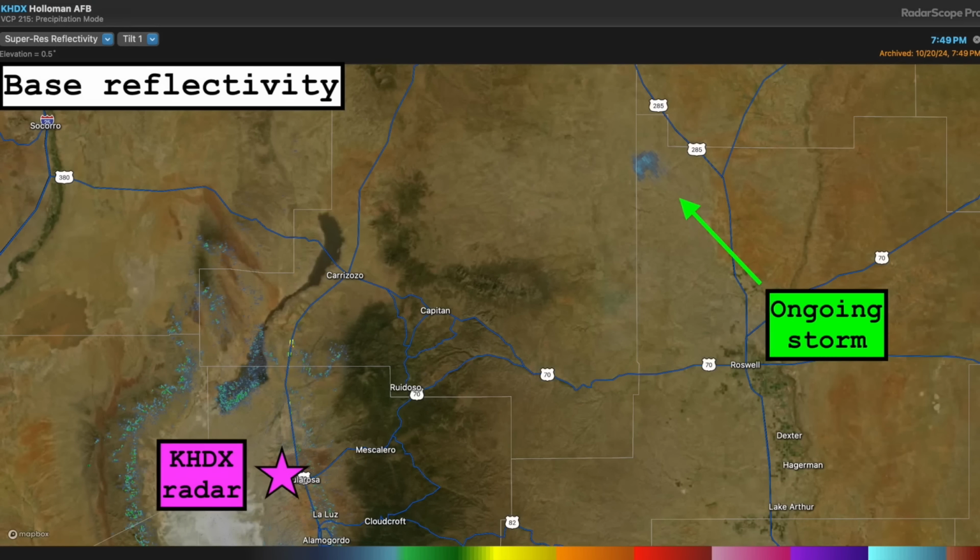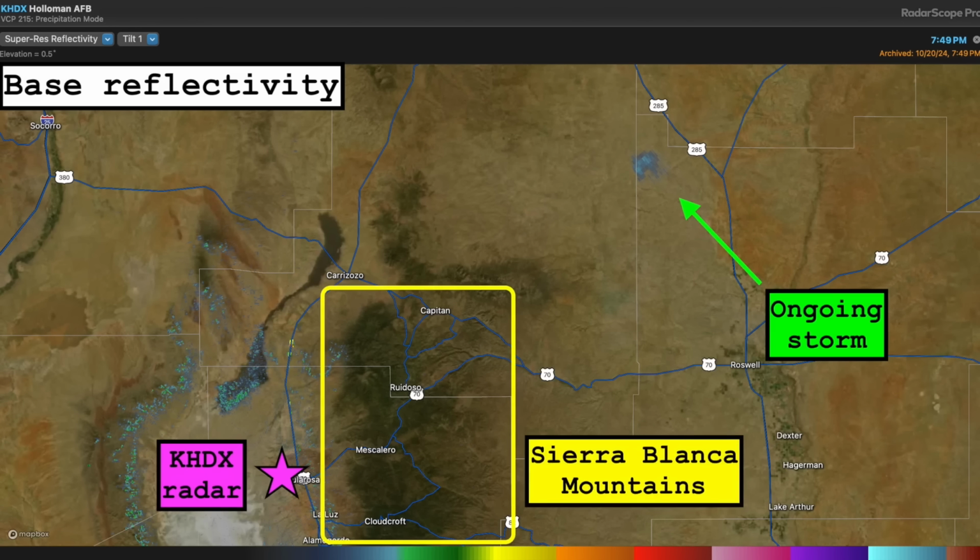For example, a strong thunderstorm was ongoing north of Roswell, New Mexico at the time of this base reflectivity image from the KHDX radar, but you might not know it. The KHDX radar is completely blocked in the low levels to the east by the Sierra Blanca Mountains, rendering the lowest two elevation angles useless.